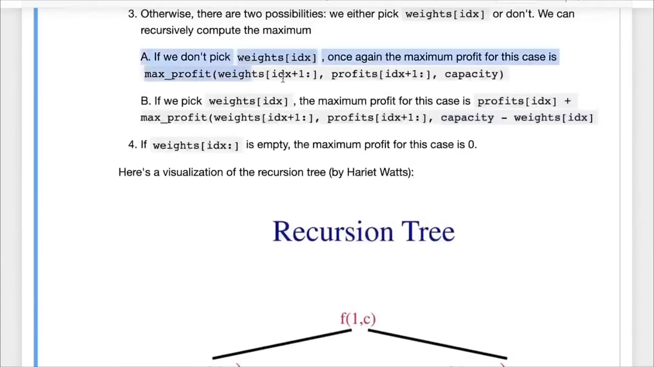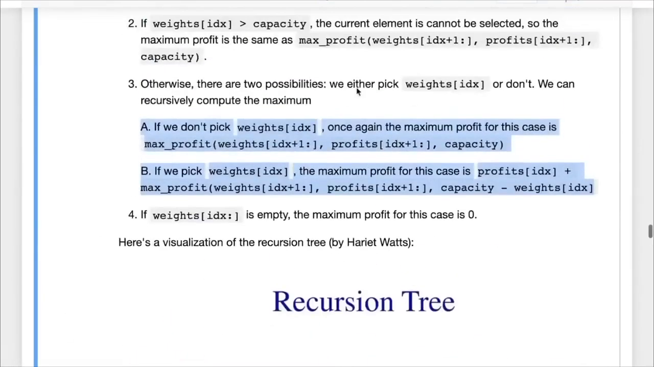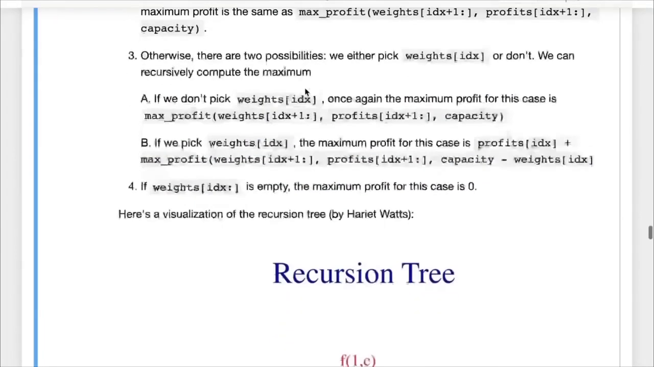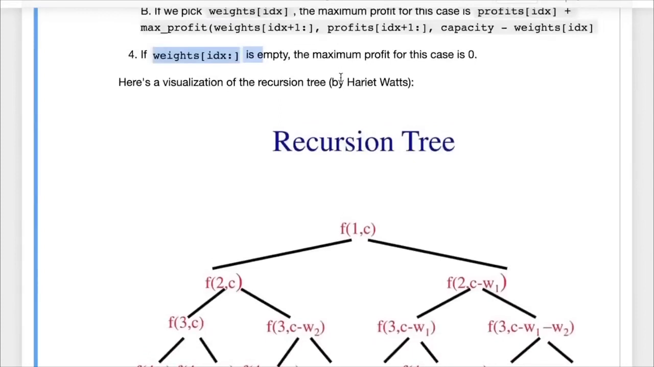And then we simply take the maximum of these two cases. So we call these two recursive calls, and then we simply take the maximum of these two cases to get back the final result, or the final best answer. And the final end case is that if we've reached the end, if weights from IDX onwards is empty, if the index that we're tracking has reached the very end, then irrespective of what the capacity is, the maximum profit in that case is 0.